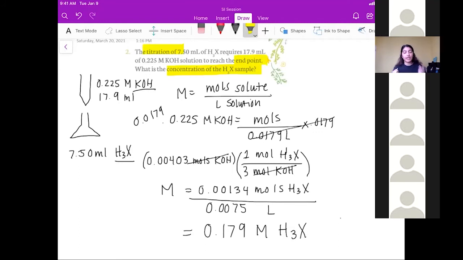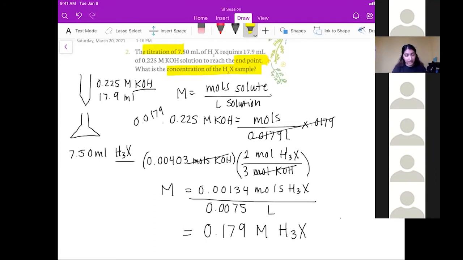M1V1 is used to prepare solutions. So if I had 3 molar HCl, but I need to make 1 molar HCl, that's just preparing a solution. That's when I would use M1V1 = M2V2. Titration is the one that you actually did in lab, where you have the burette and you're titrating until the color changes. For that, you would do a process similar to how we did for this problem.